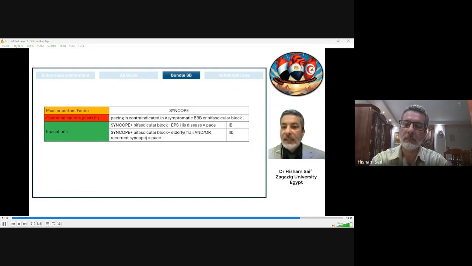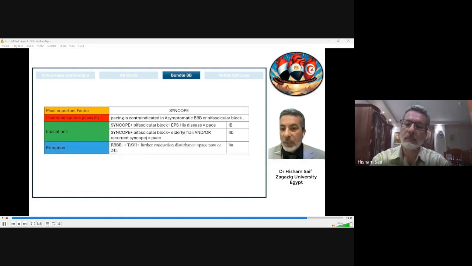The second is like the first, but here we will not take the patient to the EP lab, and we will depend on the patient's clinical status. He should be old, frail with recurrent syncope, but here the indication is demoted to class 2B instead of class 1B if we use the EP study as in the previous indication.